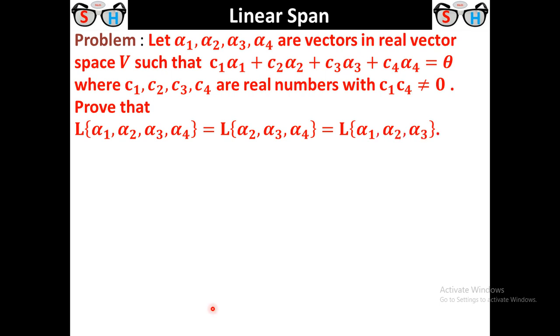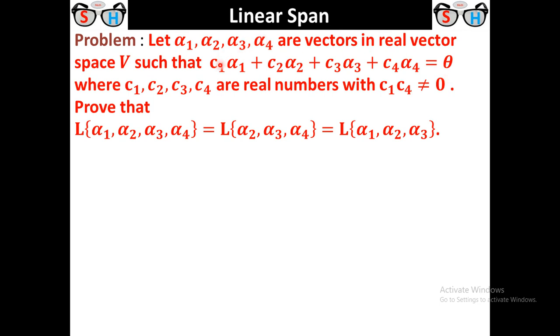Clearly, since V is a real vector space, the corresponding field is the set of real numbers. So if you take any scalars, they will be real numbers. However, here a relation is given between alpha 1, alpha 2, alpha 3 and alpha 4: C1 alpha 1 plus C2 alpha 2 plus C3 alpha 3 plus C4 alpha 4 equals theta. Here theta is the zero vector or null vector.